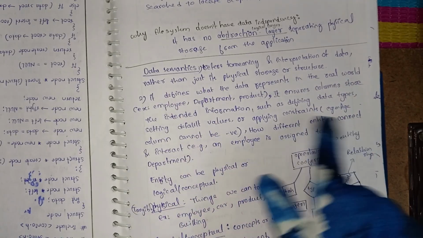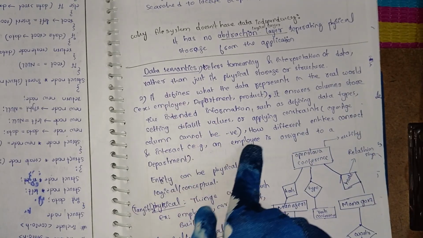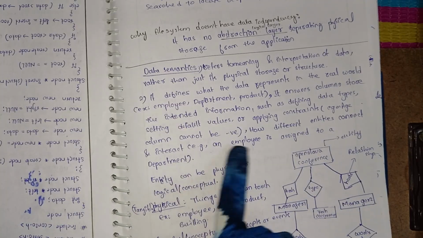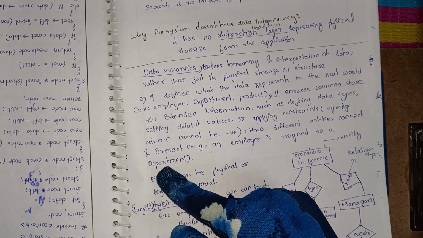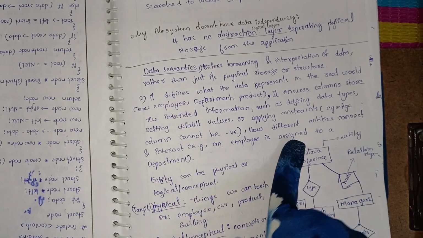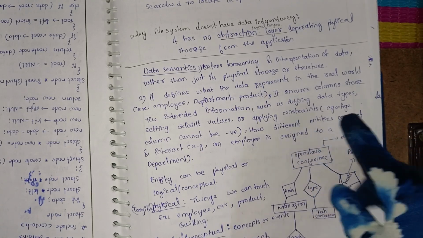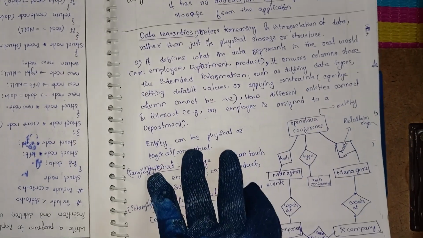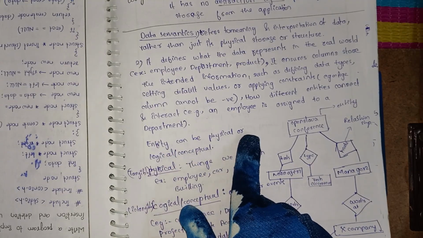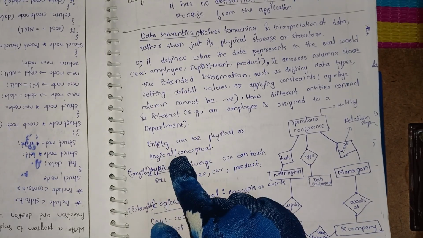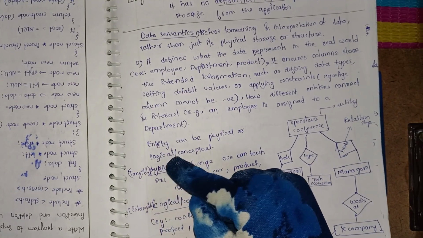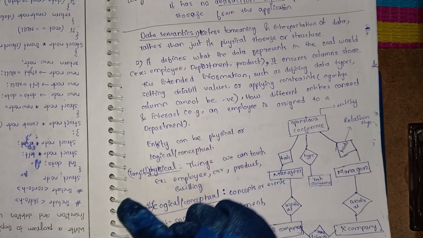How different entities connect and interact. Example, employee is assigned to a department. Employee and department are entities, and assigned to is a relationship. An entity can be physical or logical, and logical is also called conceptual.